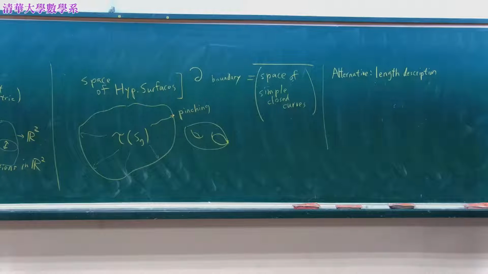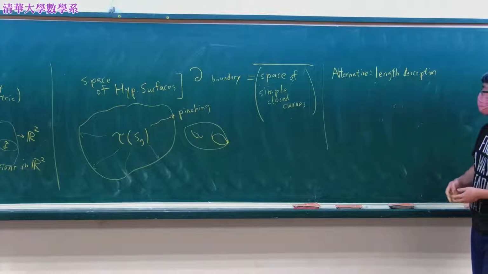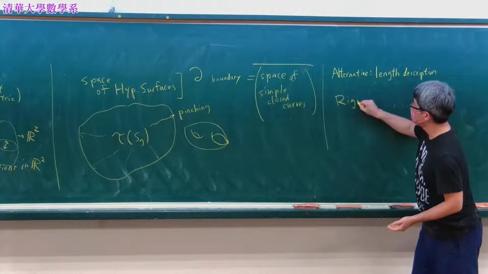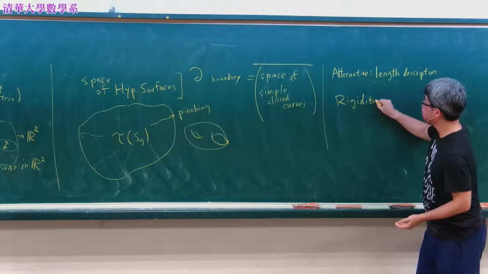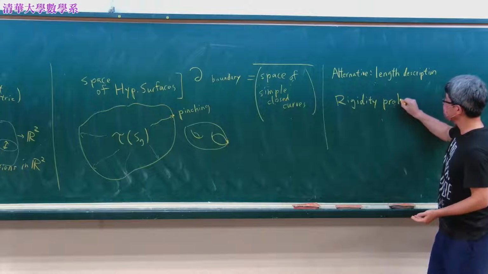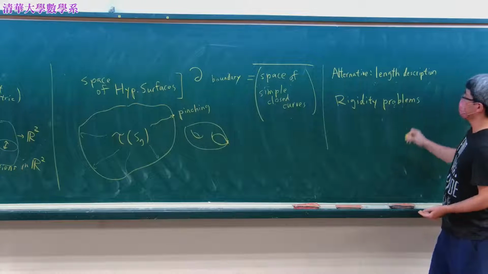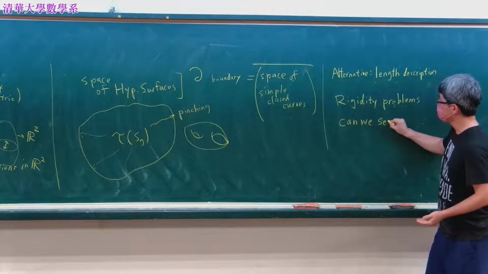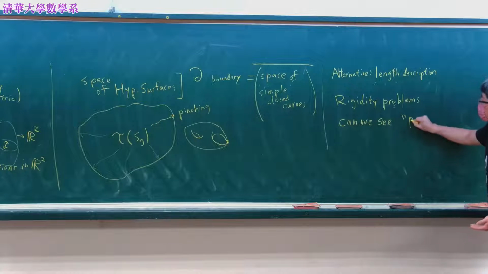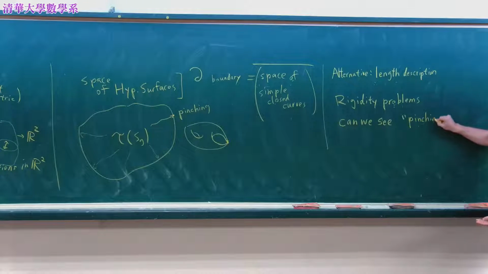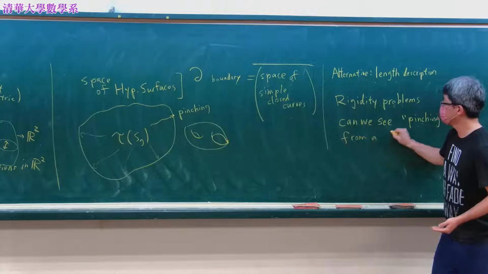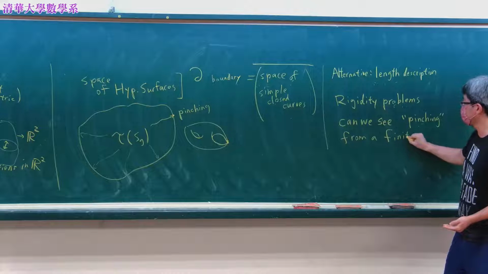So the length description is very, very nice and naive, and it led to some rigidity problems, asking about can we see this, quote, pinching from a finite set of points?